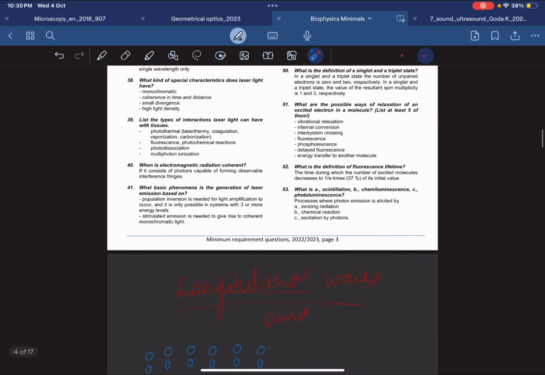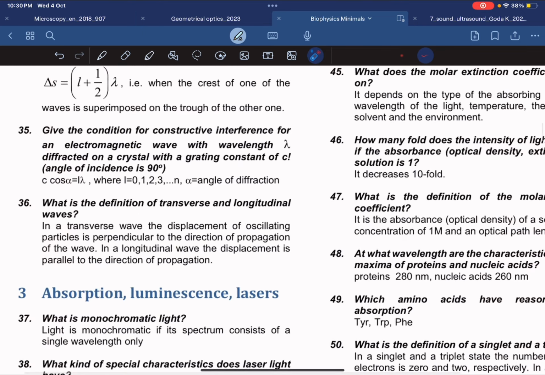So just learn the definition now. I explained what that means. Just learn this definition, and that's the minimals for today.